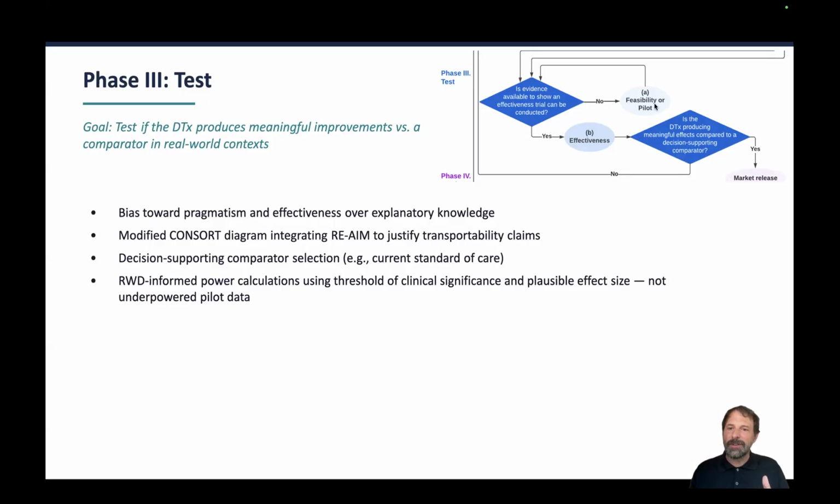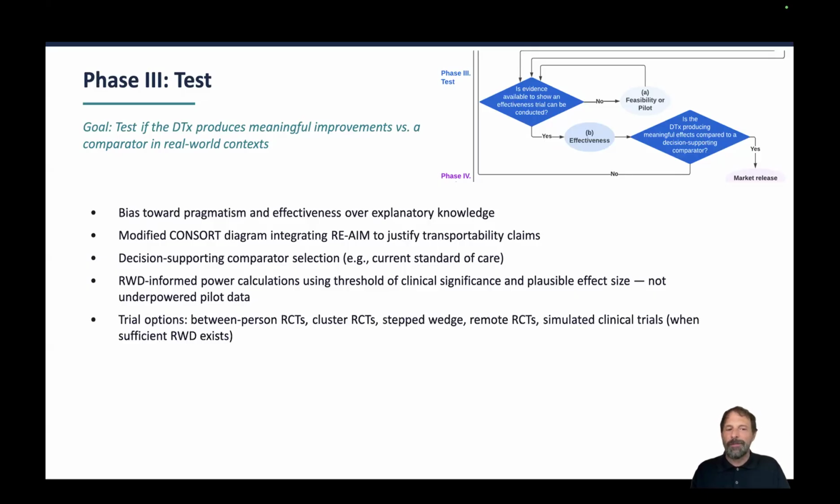And you notice here, there's also this little loop of, is evidence available to show an effectiveness trial can even be conducted? This is the idea of running feasibility or pilot studies where you're actually studying, basically, can I recruit people at a fast enough rate? Can I randomize? Can they stay retained at a level so that I can actually produce robust evidence, right? That's this little loop here on the side. And ultimately, then you run a trial to really figure this out.